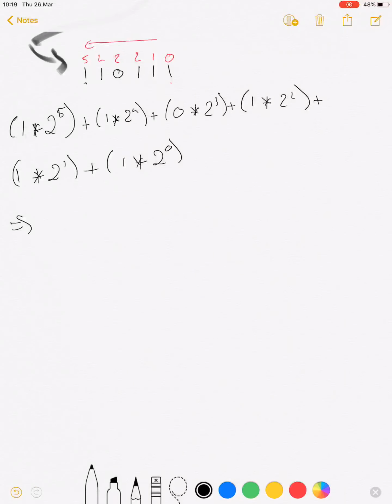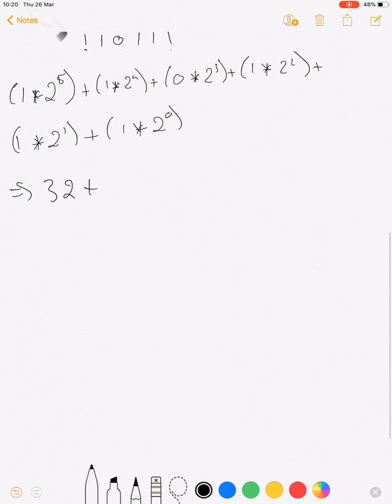So if we go up in our powers, 2 to the 3 is 8, 2 to the 4 is 16, 2 to the 5 is going to be 32. So 32, which is 2 to the 5, multiplied by 1 gives me 32. 2 to the 4 is 16, multiplied by 1 gives me 16. 2 to the 3 is 8, multiplied by 0 is going to give me 0. So 0 multiplied by anything is 0.